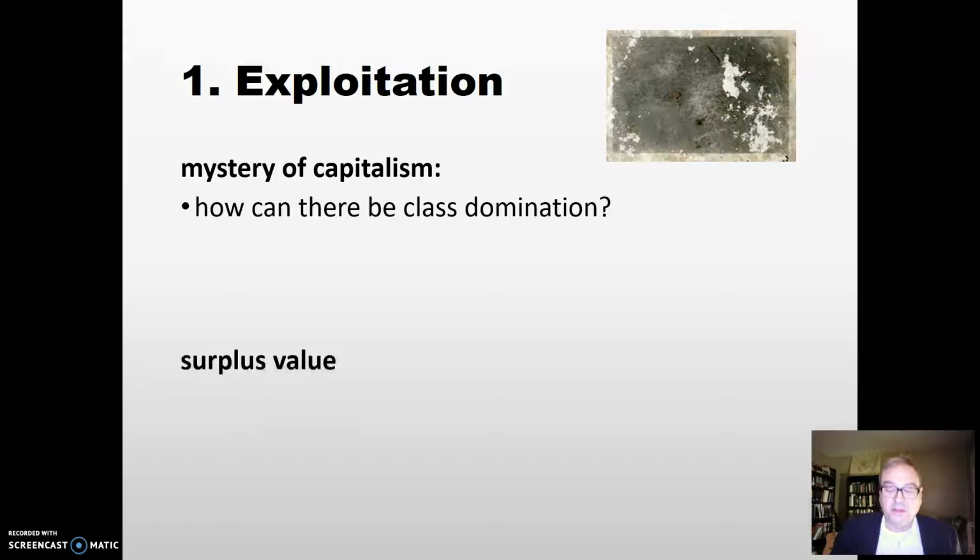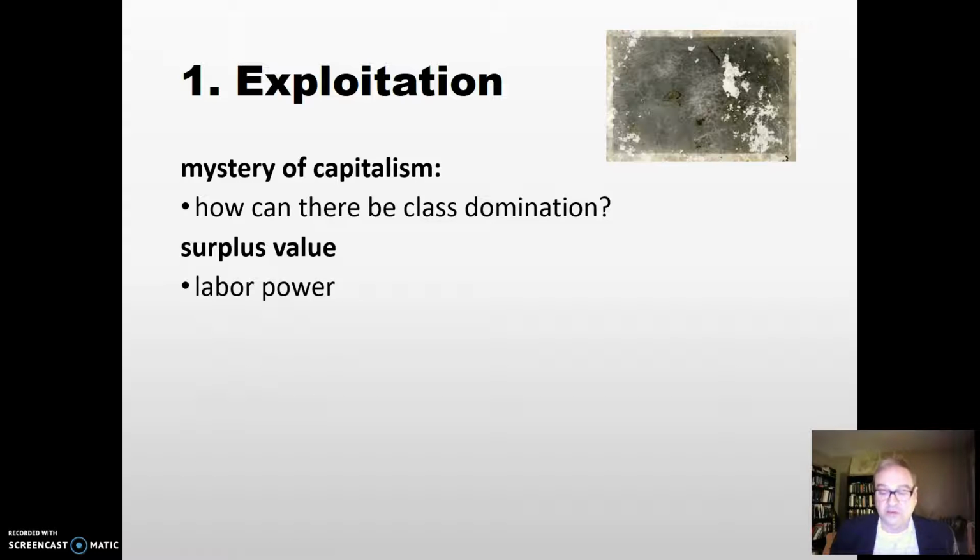The answer is that labor power produces surplus value. You can think of surplus value as the difference between how much a worker is paid for their labor and how much money is made from the product of that labor. The capitalist is the one who profits from the surplus value of workers. A capitalist is someone who owns the means of production, someone able to supply the materials for workers to make what the capitalist wants to make.